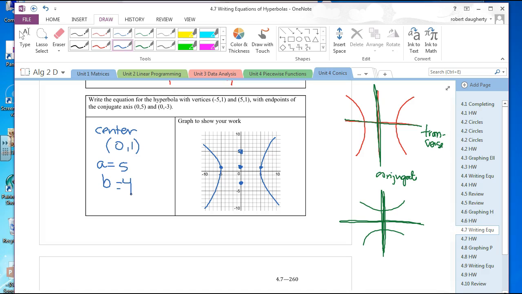First of all, which term is positive, the x term or the y term? The x term is positive, so it's going to be x minus 0 over what? 25, and then what? Minus y minus 1 squared over 16, equal 1, okay? You could simplify that to x squared over 25, but I'm okay. If you need to write x minus 0, that's okay.